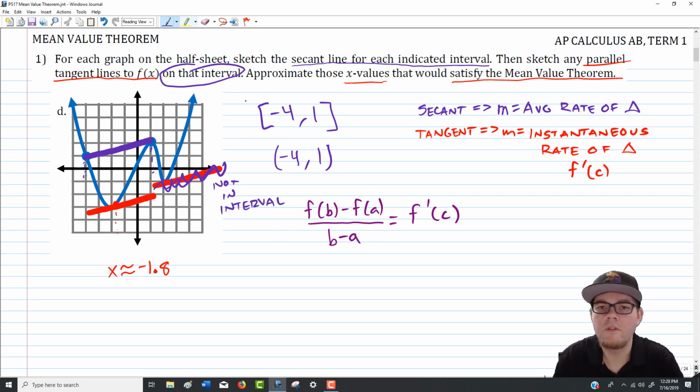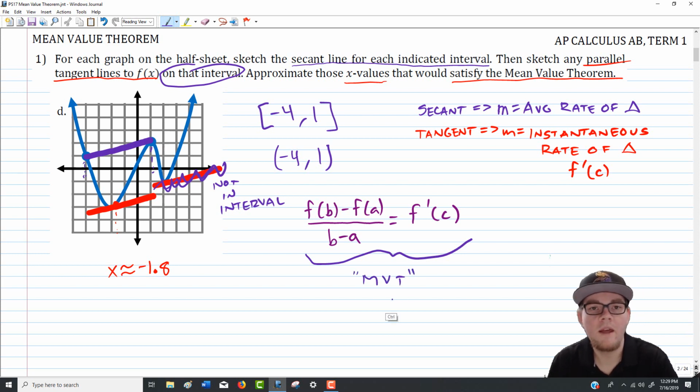We also did a few of them, I believe, during class. In any event, there is a nice example from that first section where you're just sketching secant lines and then trying to place those parallel tangent lines so you can approximate a solution to what we know of as, more or less, I'll put it in quotes because it's not the complete thing, the mean value theorem.